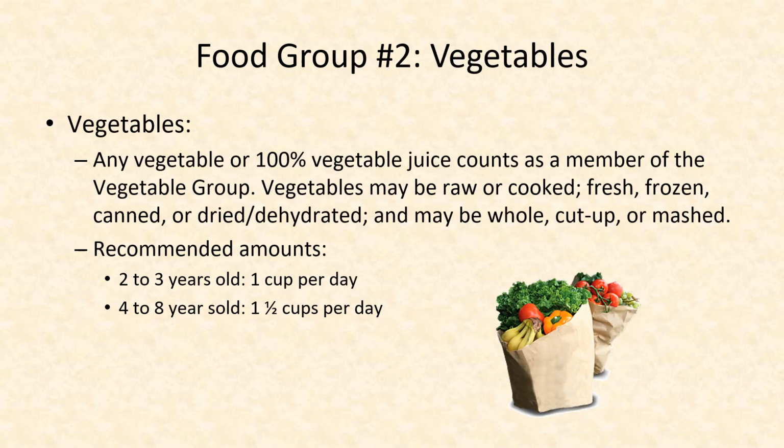The second very important food group is vegetables. So here we're talking about any vegetable, or again, if there's a vegetable juice that does contain 100% vegetable juice, it would be considered a member of the vegetable group. So in any form, whether vegetables are raw or cooked, you can buy them fresh, frozen, in any form, they're still very good for the body. So notice the recommended amounts for our children, either 1 cup or 1.5 cups per day.